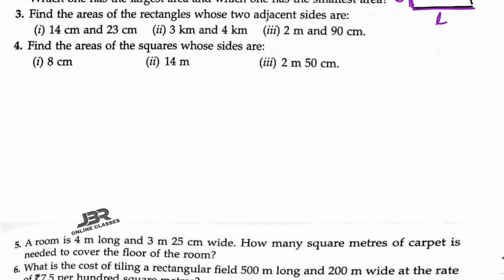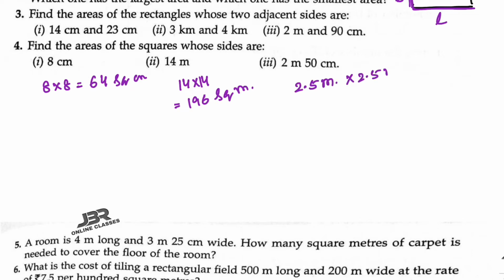So here the first one, it's 8 into 8, that one equal to 64 square centimeter. Second one, 14 into 14, and that one equal to 196 square meter. Last one here, 2 meter 50 centimeter. That means here you can write down 2.5 meter. So 2.5 meter again into 2.5 meter, and that one equal to 6.25 square meter as your final answer.